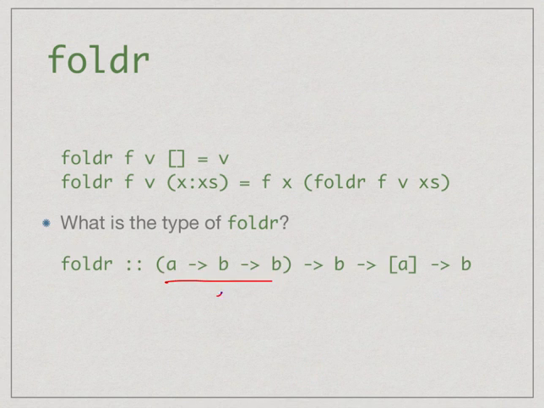So the type of foldr is the following. This is my function f. It takes two arguments and produces an output of the same type as the second argument. It takes an initial value which is the same type as the final output. It takes a list of inputs which are compatible with this argument of f, and it produces an output which is the output of the last application of f. So foldr takes a function from a to b to b, an initial value b, an input list of type a, and produces an output value of type b.